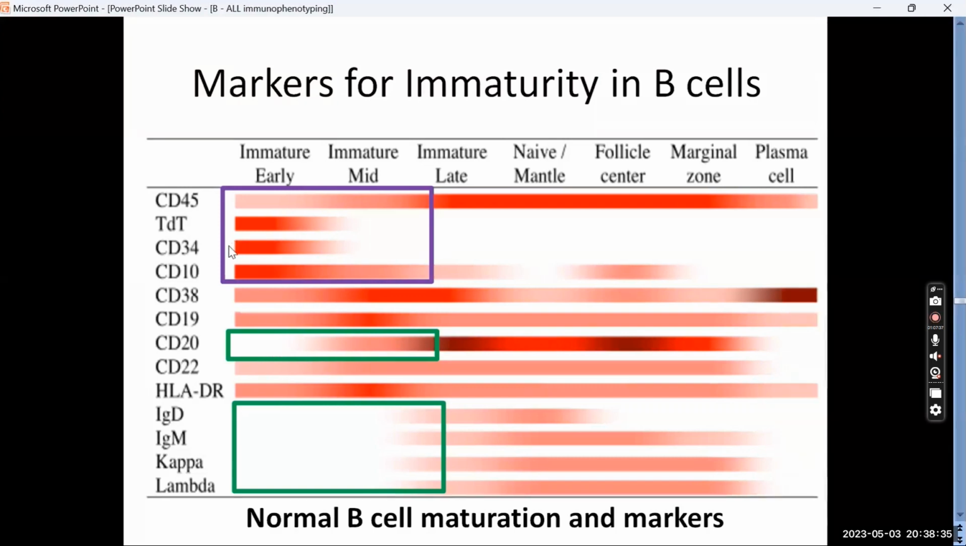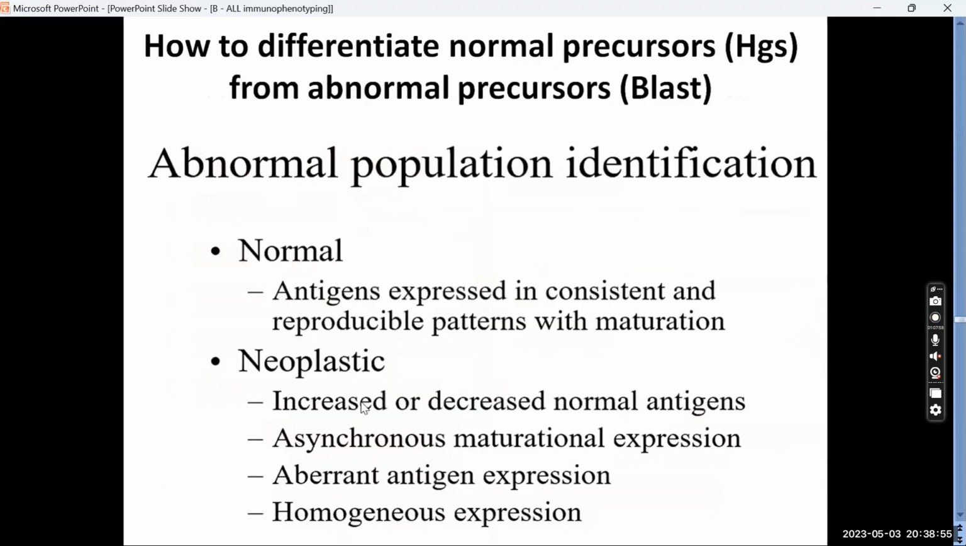You can't find this because normal maturation happens in a set pattern. Okay, CD34 should be positive, then it loses CD34 and then it acquires CD20 as the cell matures from stage 1 hematogone to stage 2 hematogone. But if you find a neoplastic population which is expressing CD34 and CD20, it's definitely abnormal. Okay, so that is one more point.